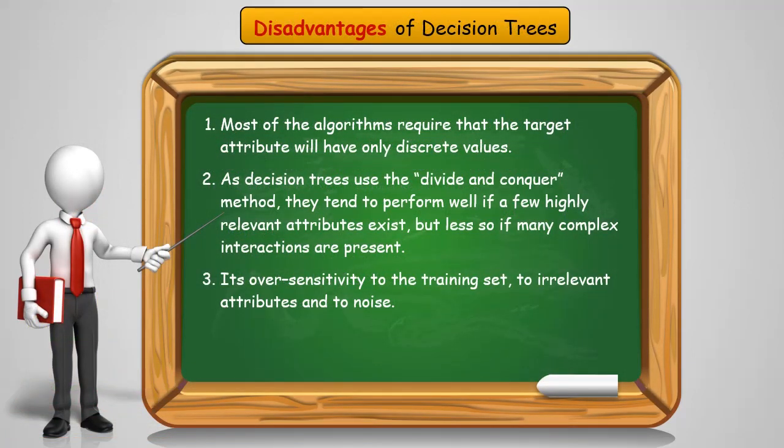The disadvantages for trees are that most of the algorithms require that the target attribute have only discrete values. The decision tree uses this divide and conquer approach, which works really well if you have a few highly relevant attributes that exist. But they're also overly sensitive to overfitting. Because of the training data set, it's so easy for them to attach onto irrelevant attributes and noise that other methods aren't quite as susceptible to.